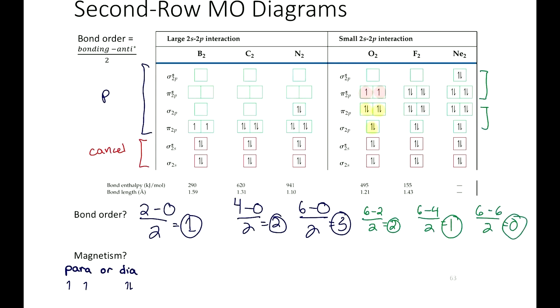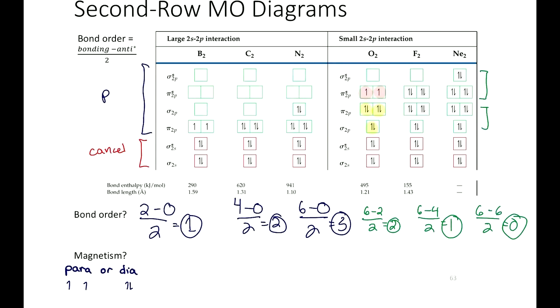So does diatomic neon exist? No, it doesn't. It does not exist. It is not stable, or energetically favorable, to put electrons between 2 neon atoms. So we have a bond order of 0 to indicate that.